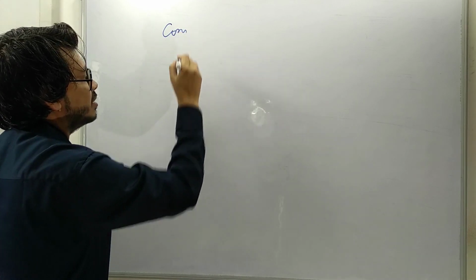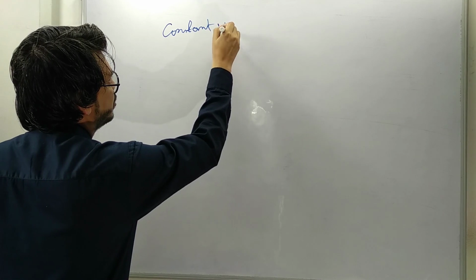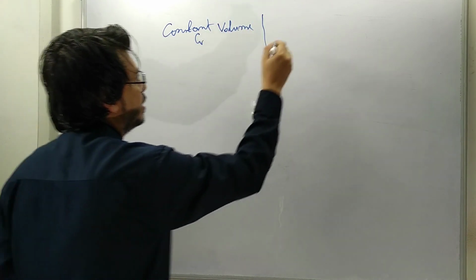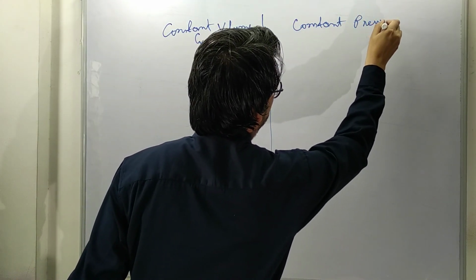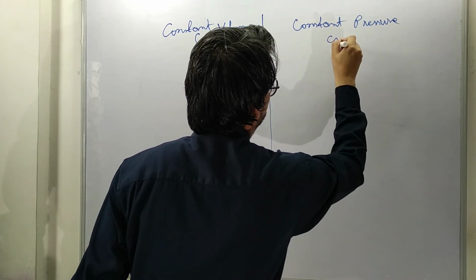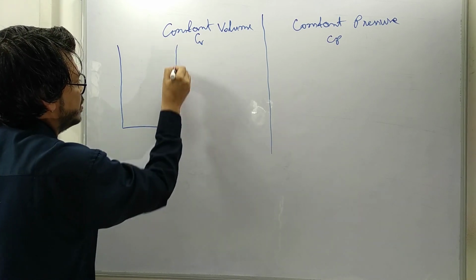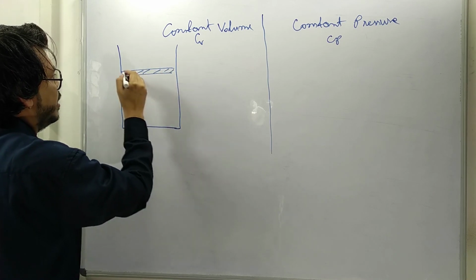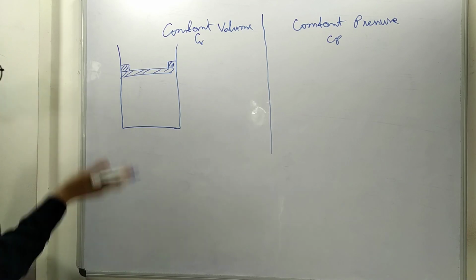So Cp at constant pressure and Cv at constant volume. This is Cv, and constant pressure Cp. Let us consider a piston cylinder arrangement. This is our piston cylinder arrangement. This is the piston, and a stopper is fixed here so that the piston does not move up.